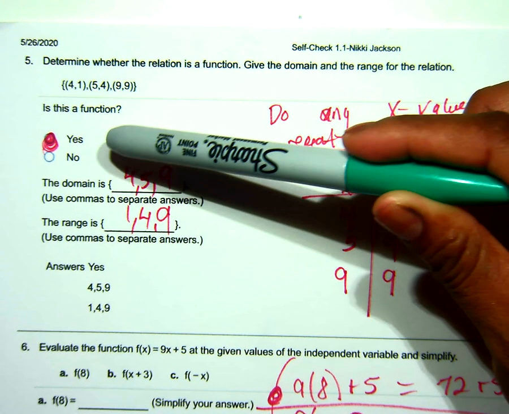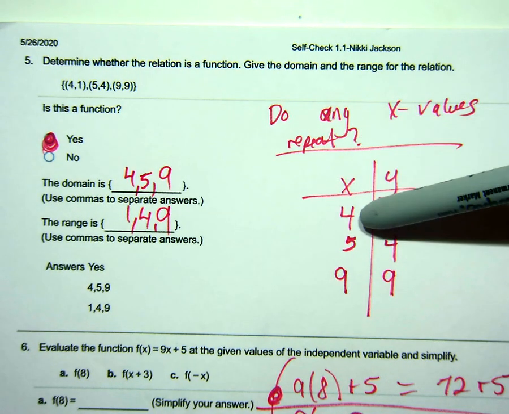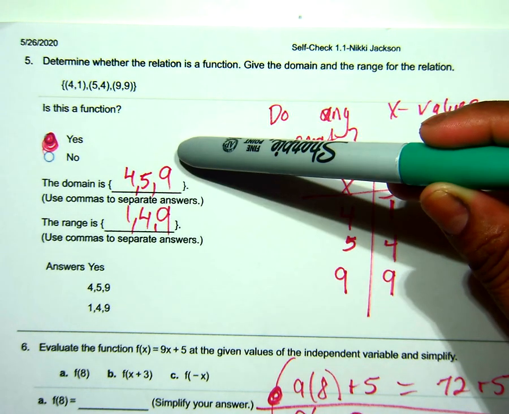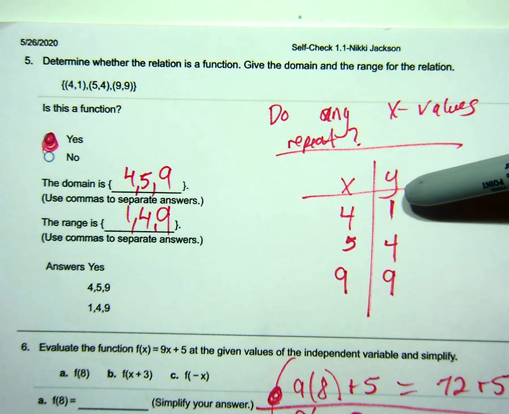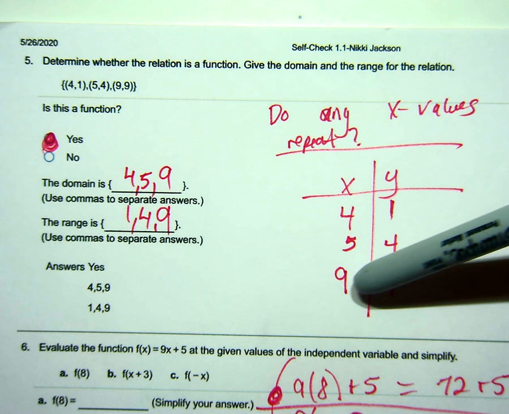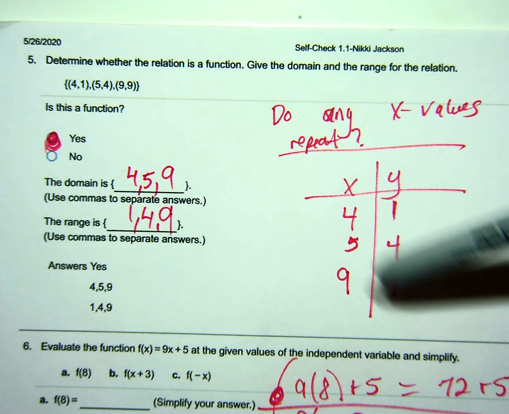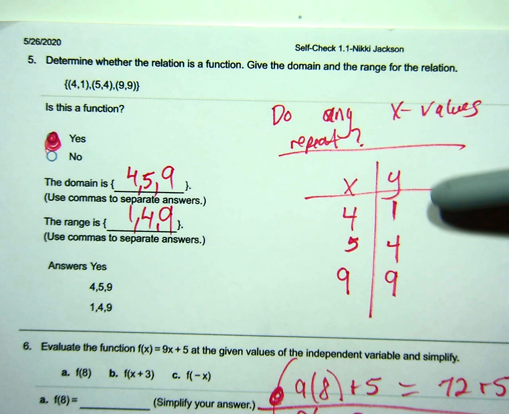Check that out. Your domain is going to be your x values, hence you have your 4, 5, 9. And I just rewrote the answers over here. Your range is your y values, so you have 1, 4, 9. Even though the 9s repeat right here, there are still two different entities. One is for your x values, the other one is for your y values. And I misspoke earlier. I said that was going to be your last example. It is not. This one is.